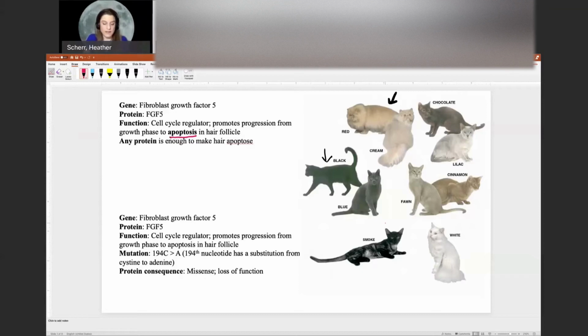Am I expecting you to remember FGF5 and the function? No. If I do something like this, I will give you a scenario along the same lines. So apoptosis means cell death.